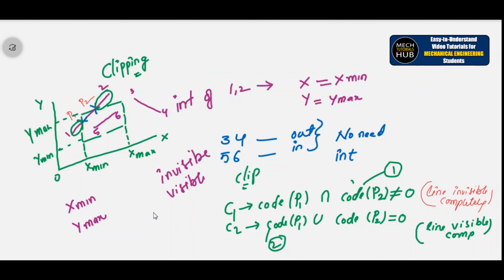Okay, so for complete visibility and invisibility, a 4-bit code is developed. By using this 4-bit code, we can easily find whether a line is completely visible or completely invisible. That discussion we'll have in another session. And this is all about windowing and clipping.